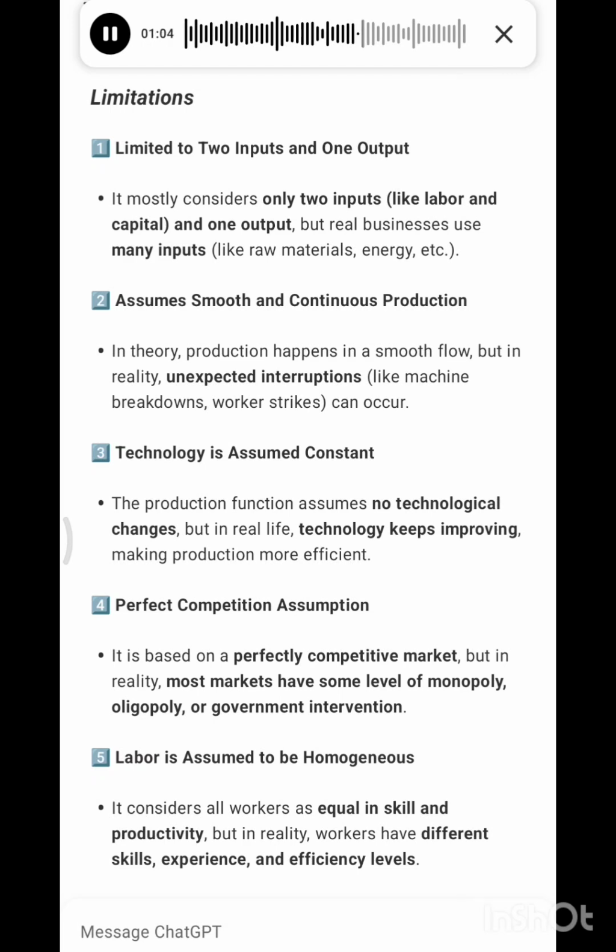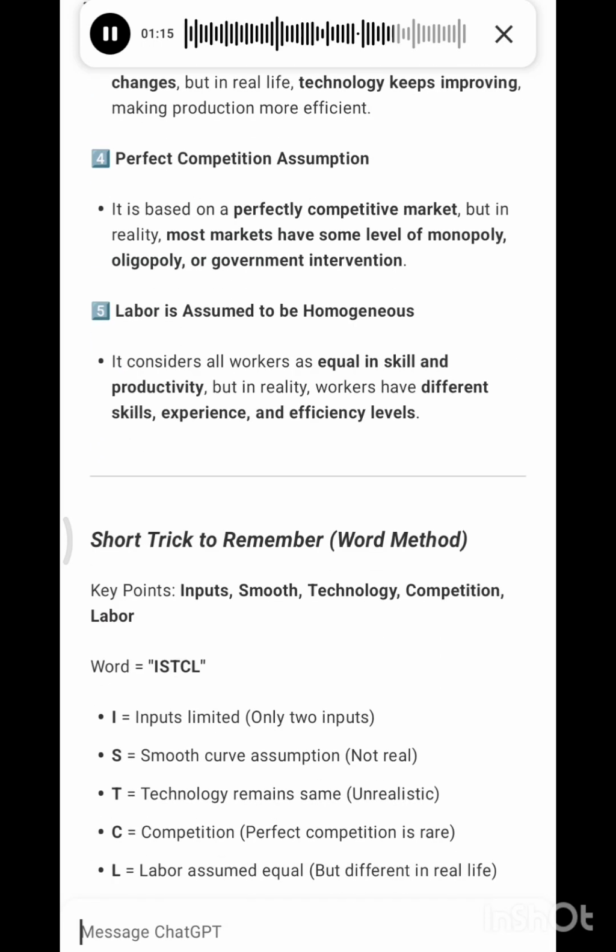5. Labor is assumed to be homogeneous. It considers all workers as equal in skill and productivity, but in reality, workers have different skills, experience, and efficiency levels. Short trick to remember.